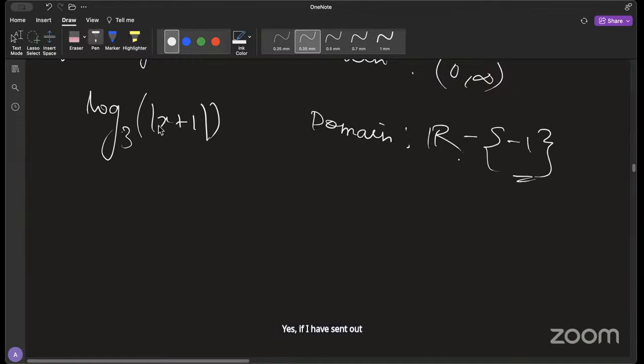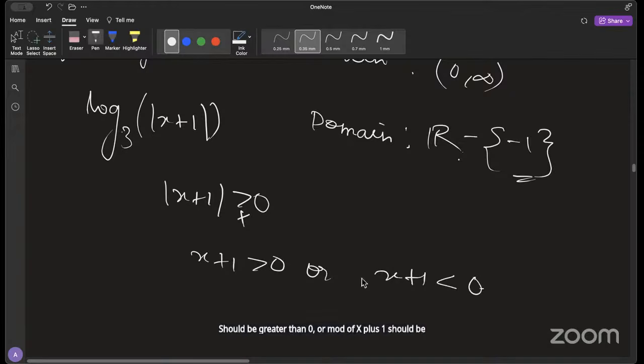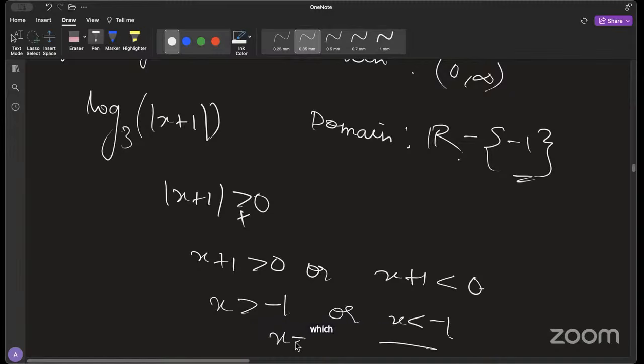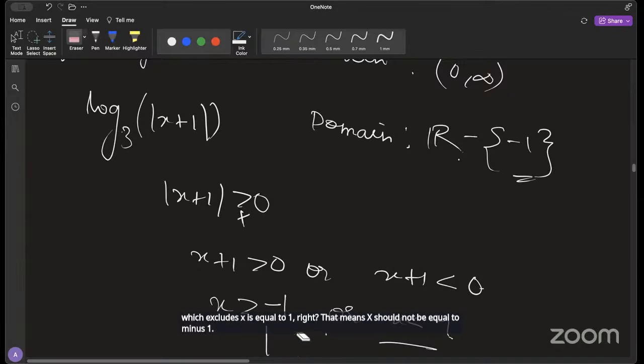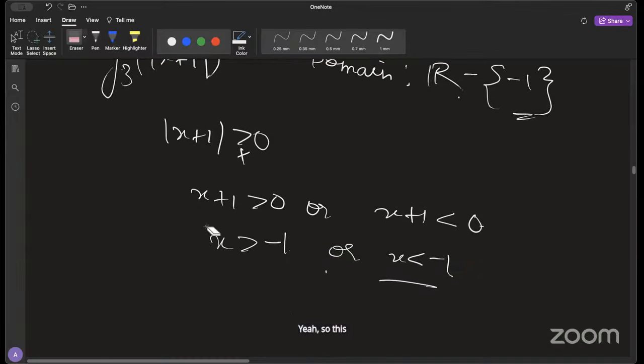Yeah, that's left. So you can't take minus 1 here because this mod of x plus 1 should be strictly greater than 0, right? Should not be equal. So that means your mod of x plus 1 should be greater than 0, or strictly less than 0. So this will give you x greater than minus 1 or x strictly less than minus 1, which excludes x equals minus 1. That means x should not be equal to minus 1. So this would exclude minus 1.